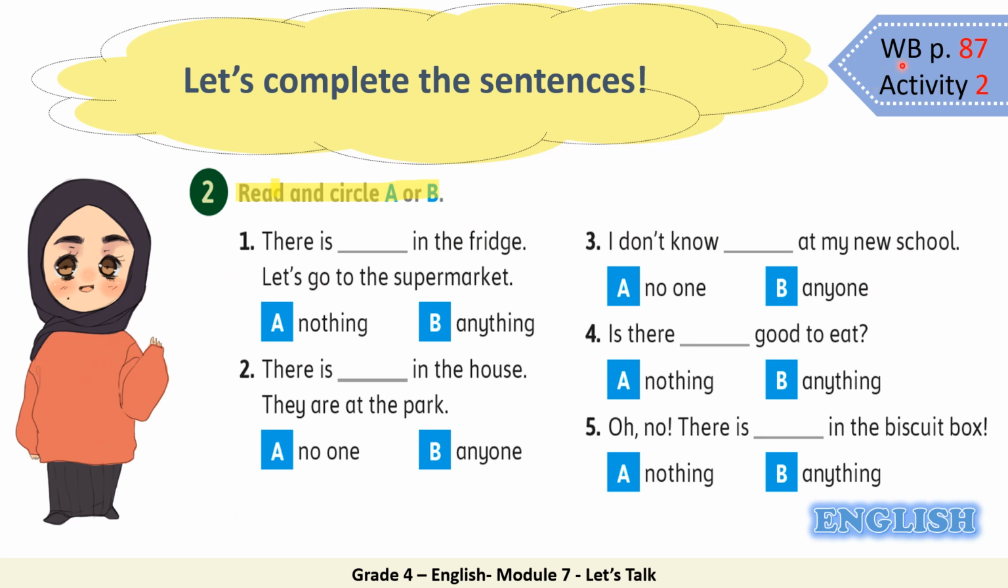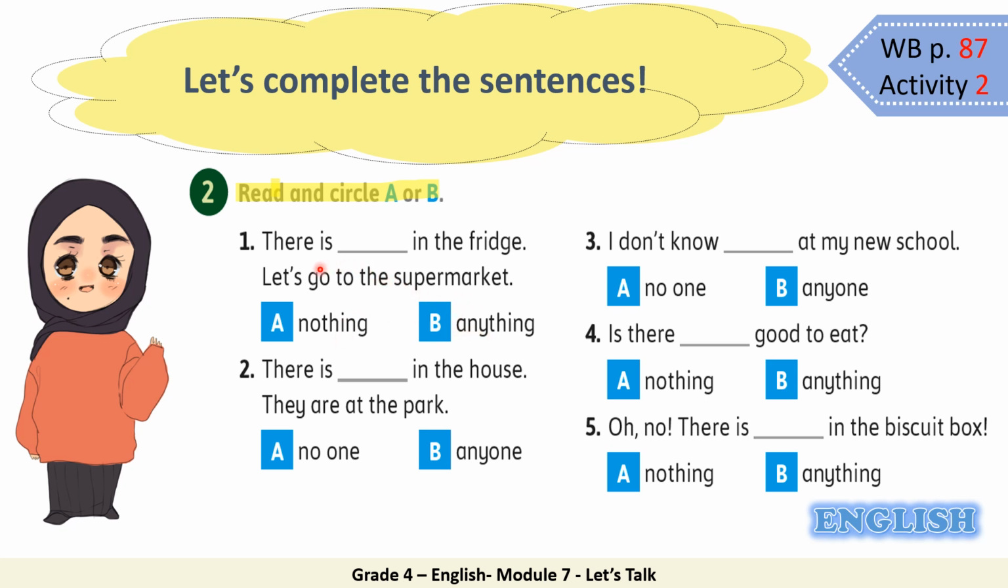Please open your workbook on page 87 and pay attention to activity 2. Let's read the question together. Question 2. Read and circle A or B. We need to complete the sentences with one of these words to fill in the blank. Let's read the sentence together. Sentence number 1. There is blank in the fridge. Let's go to the supermarket. Is it nothing or anything?